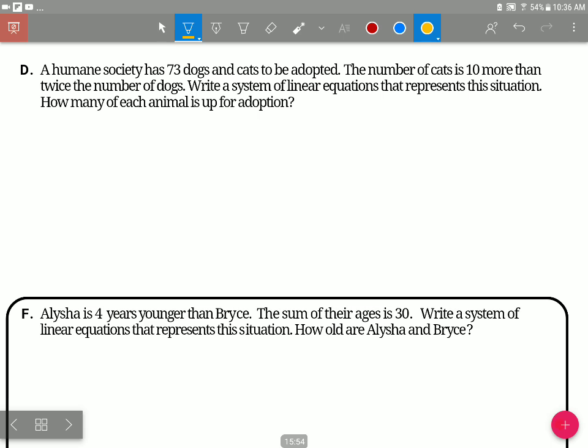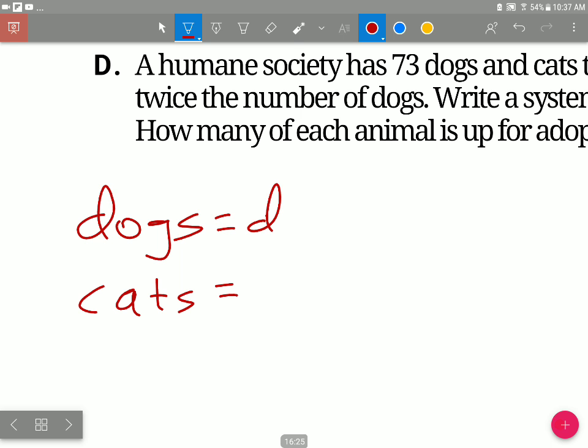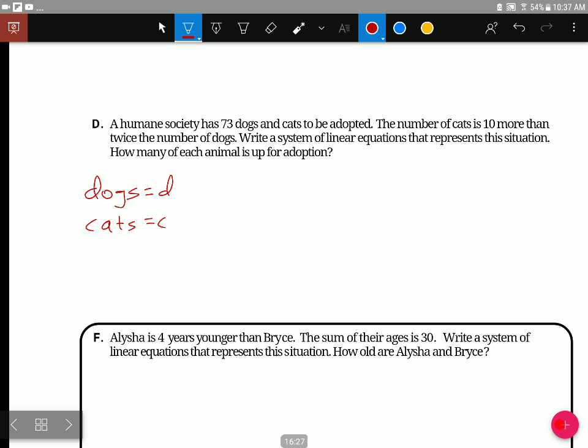The Humane Society has 73 dogs and cats to be adopted. The number of cats is 10 more than twice the number of dogs. Write a system of linear equations that represents the situation. How many animals are up for adoption? Okay, so here we go. First things first. What are we talking about here? Animals. What kind? Dogs. So what do you want to use for dogs? What do you want to use for cats? Cats. Okay. Let's not get too creative with them.